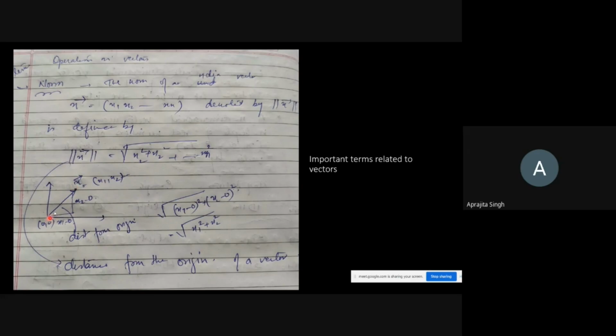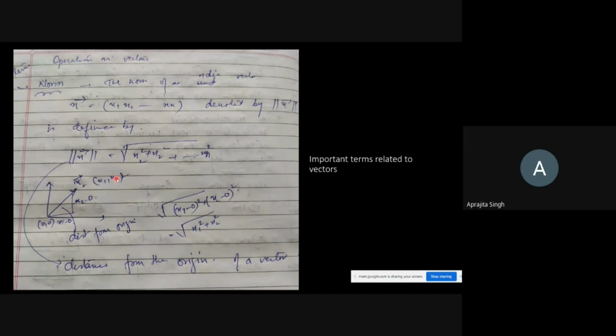The distance is the hypotenuse of this right angle triangle. So what is this distance? This is x1. What is this distance? This is x2 distance. From 0 it is coming, so it is x1 minus 0, and this is x2 minus 0. What is the hypotenuse? It is the square root of x1 minus 0 squared plus x2 minus 0 squared. And you are just finding out the square root.